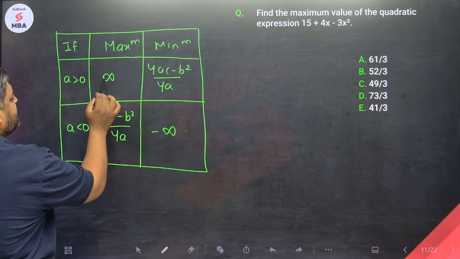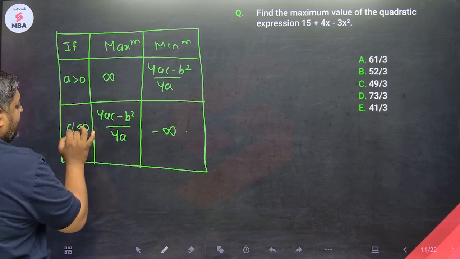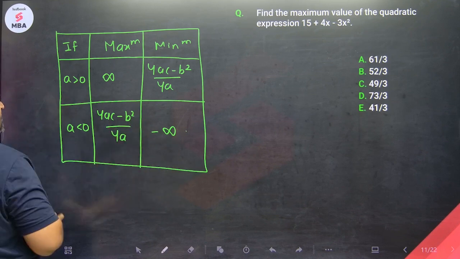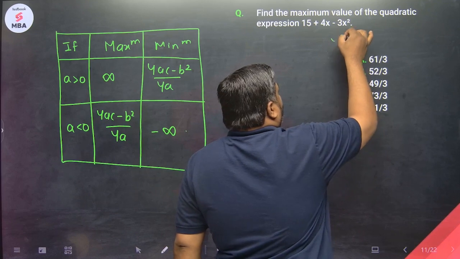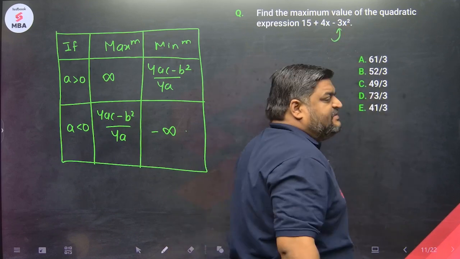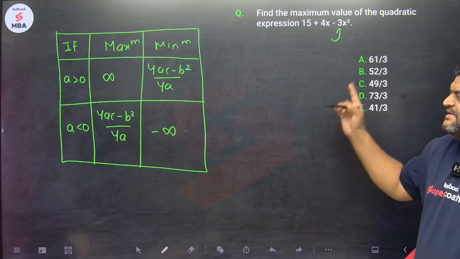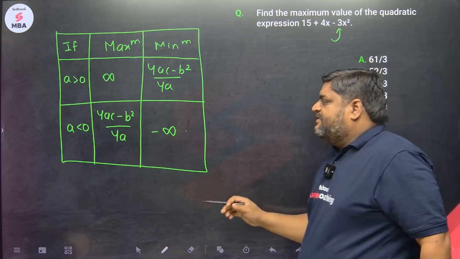the minima. Maxima will always be infinity. If a is less than 0, then minima is always minus infinity. You can find the maxima. Now for this question, what is a? a is something which is associated with x square. Okay, so a is -3. a is -3. So a is negative.